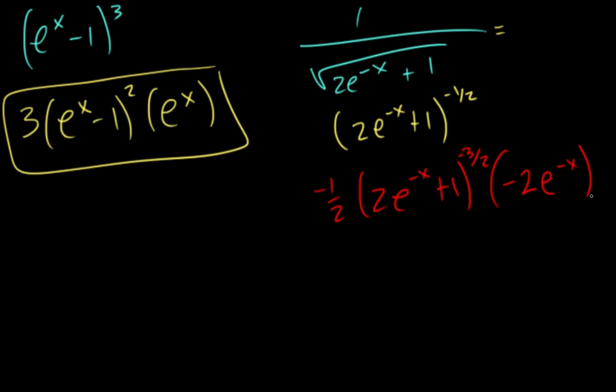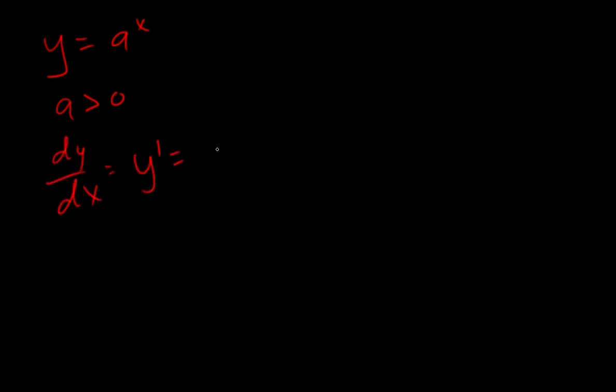Now we have a new formula that we're going to be using for non-e to the x exponentials. And so if we have y is equal to a to the x, and where we know that a is greater than 0, then dy dx, or y prime, is going to be a to the x natural log a.